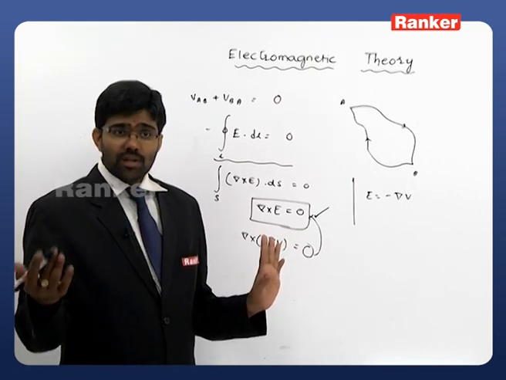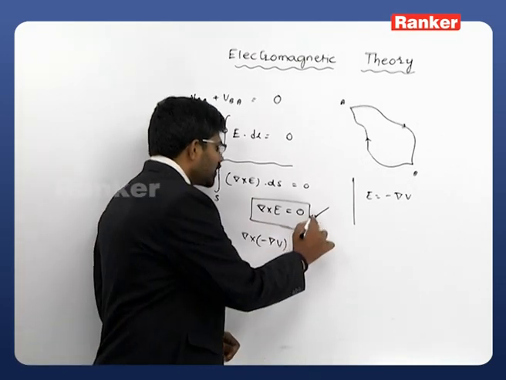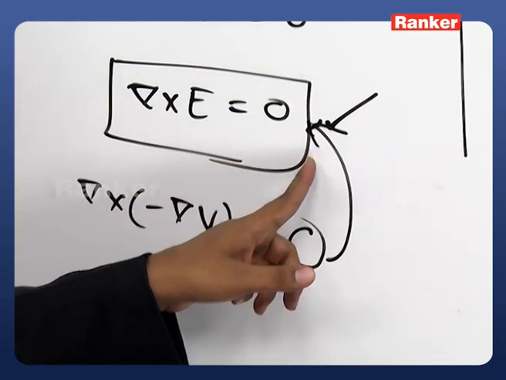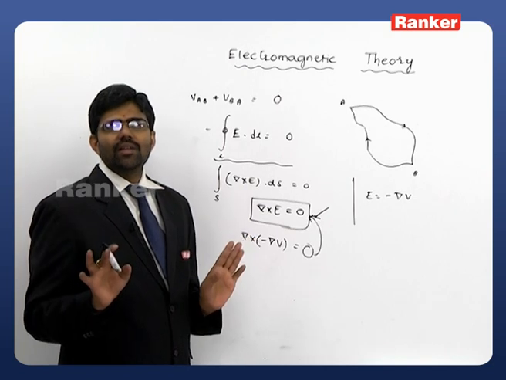For time varying fields we have another relation, later we will discuss that. But clearly remember, for static fields, if it is not satisfying del cross E equals 0, it is not at all a static field, and it is not at all a valid electric field intensity.